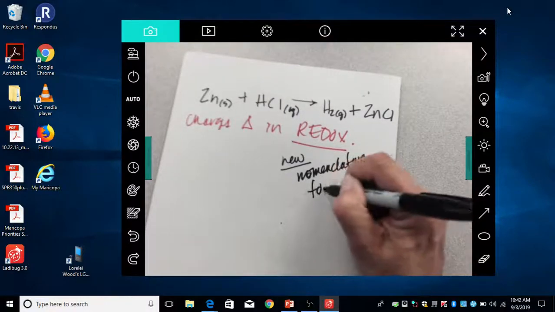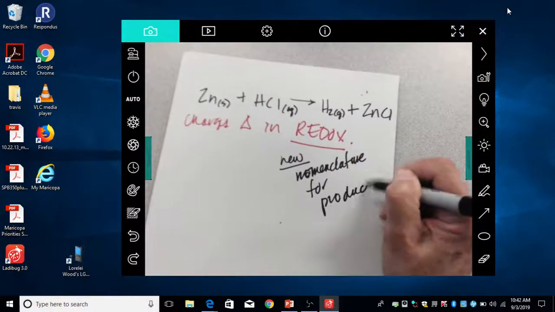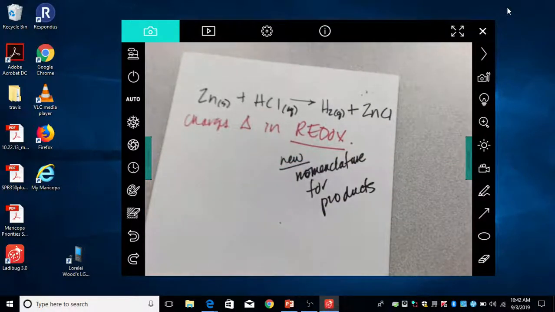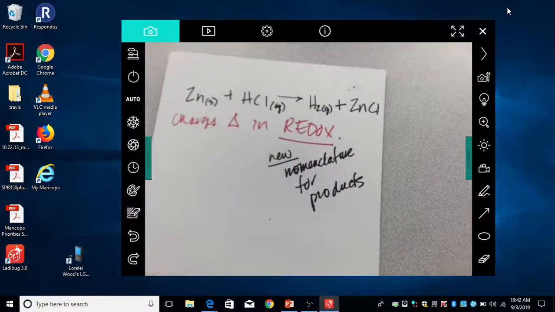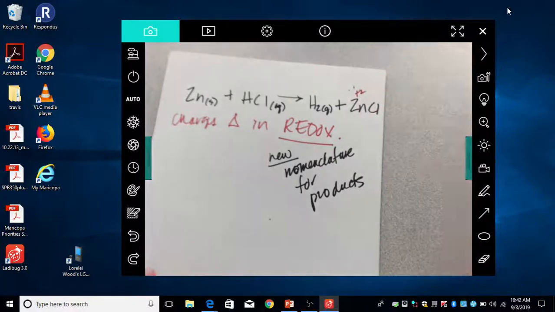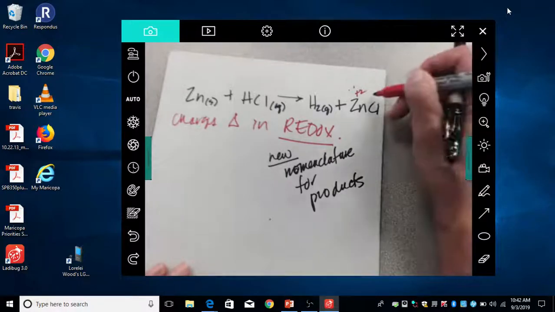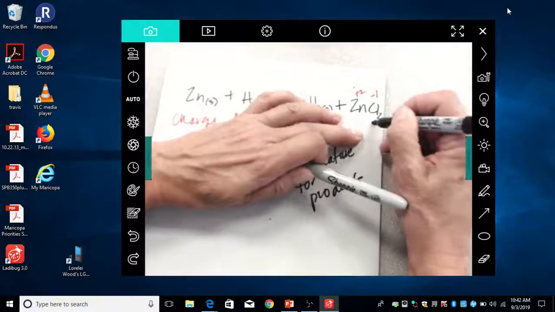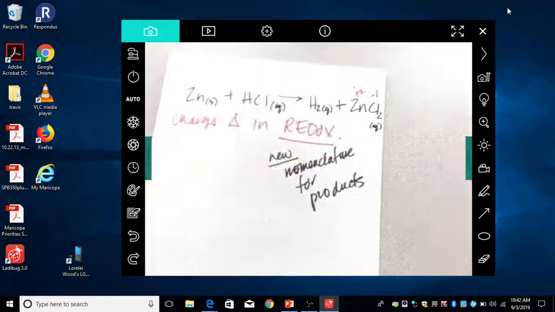for the products. And you can't just assume that because it combines 1 to 1 here that it's going to combine 1 to 1 here. What's the charge on a zinc ion if we were going to determine the nomenclature? +2. What's the charge on chloride as an ion? -1. So what should be the correct nomenclature for zinc chloride? ZnCl2.